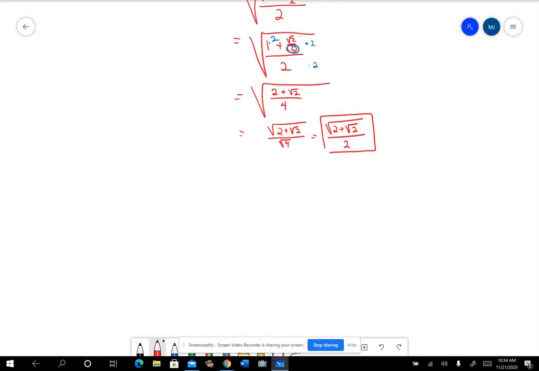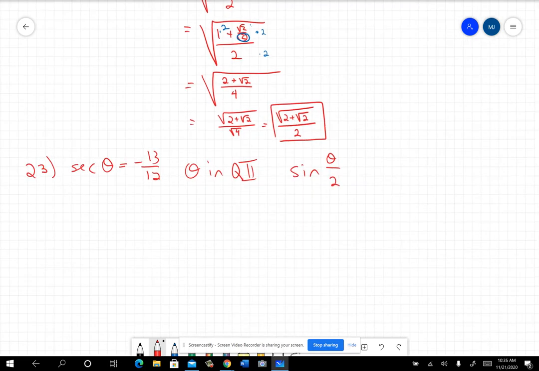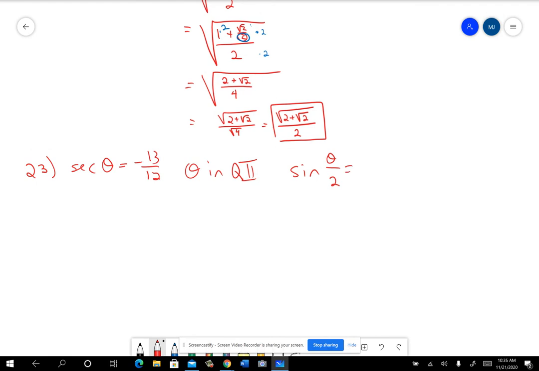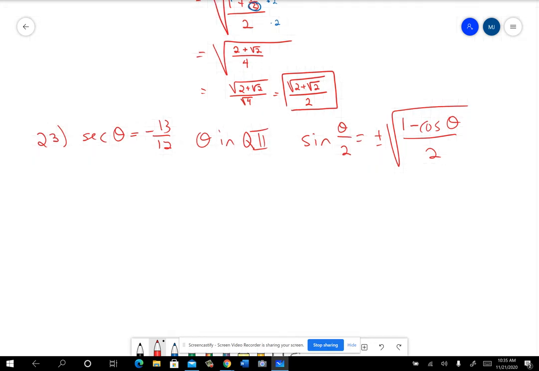So if we look at number 23, we have secant of theta equals negative 13/12, theta in quadrant 2, and our job is sine of theta over 2. And sine of theta over 2, according to the formula, should be plus or minus the square root of 1 minus the cosine of theta, all divided by 2. So we don't know what theta is.